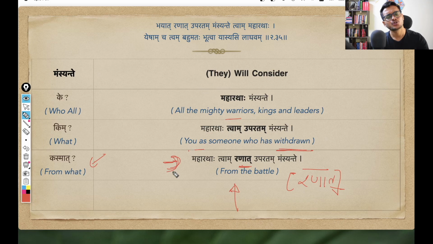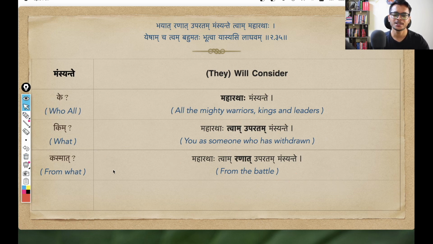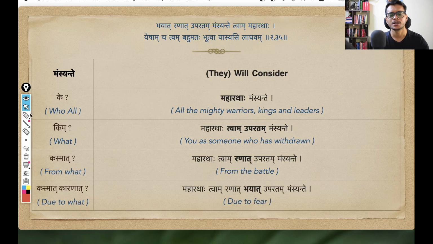And contextually also, I hope you're getting the point that Krishna is just giving this scenario to Arjuna that if you will not fight this war, all these mighty warriors will consider you as someone who has run away from the battle. Okay, so that is what he is saying, withdrawn from the battle, Ranat Uparatam. Okay, so I hope so far it is clear. And he's also giving one more point, Kasmat Karanat, that you ran away from the battle due to what? What was the reason? So Krishna is saying, Ranat Bhayat Uparatam.